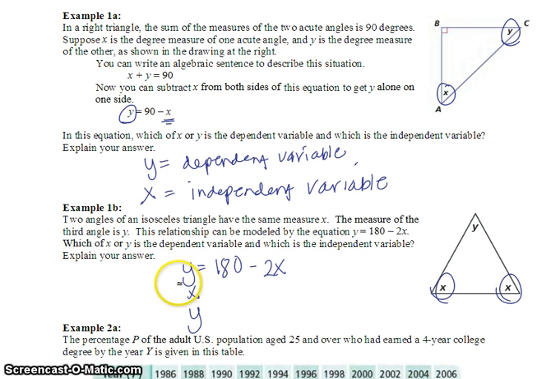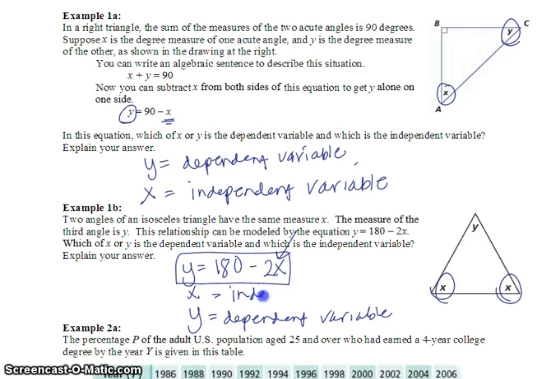Well, if you look at this, you have y equals something, so we need to know that something before we can solve for y. The only way we can get y is if we get x. So that makes y dependent. It's the dependent variable. It's depending on x. And x becomes the independent variable.